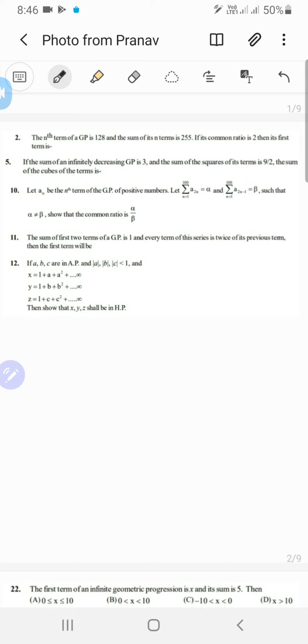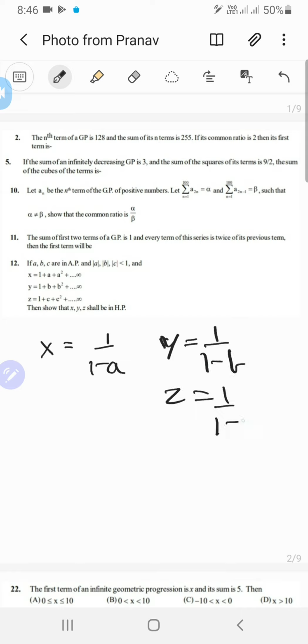Okay, go to the next question. If a, b, c are in AP and their absolute values are less than 1, and x equals this thing, y equals this thing, z equals this thing, then show that x, y, z are in harmonic progression. Let's just do this. So you have x equals 1 upon 1 minus a, because the magnitude of a is less than 1. Similarly, y equals 1 upon 1 minus b, z equals 1 upon 1 minus c.